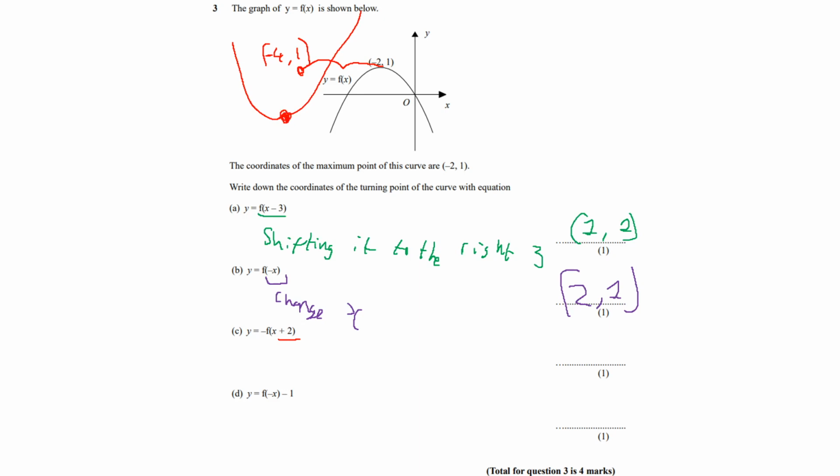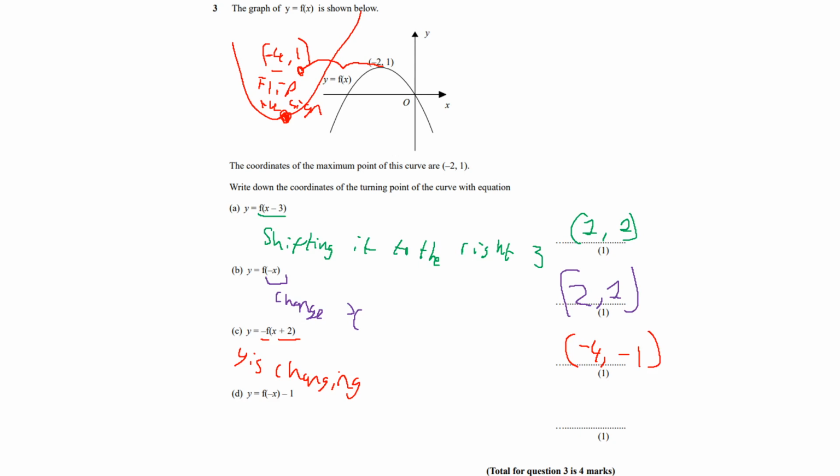And what do we do with our y coordinate? Remember, y is changing, so we're going to flip the sign. So what we're left with is (-4, -1).